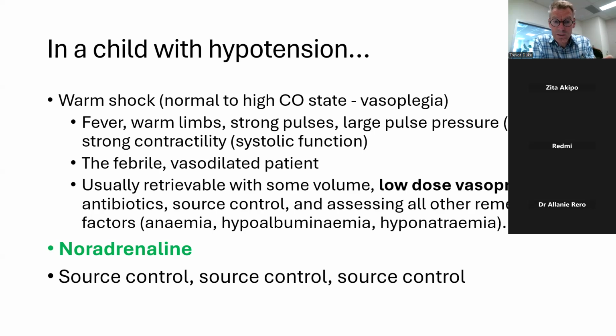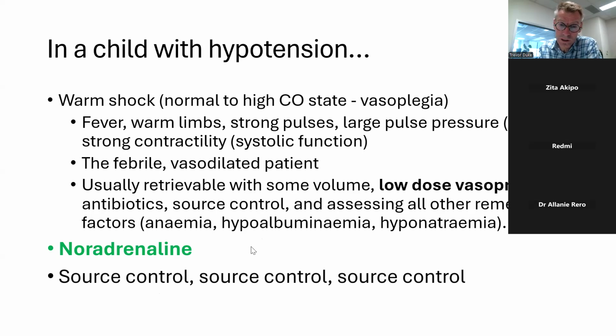Of course, they need antibiotics, they need source control, and you need to assess whether there's anything else that you can fix, such as if their hemoglobin's low, they might need some blood, or if their albumin's low, you might need to fix that, or if their sodium is low, you might need to fix that. But in terms of inotropes, they might just need a little bit of noradrenaline, and I'll explain how to do that. And then they need source control.